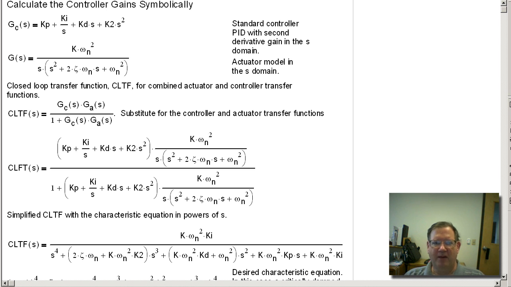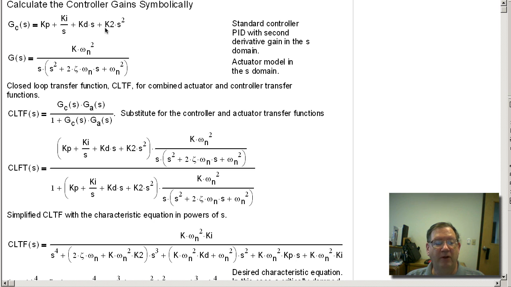So to start with, let's talk about the system we're going to try to control. First, we're going to have a controller. We have a PID with a second derivative gain, and this is necessary to control an open loop system like this. This is actually a linearized model of a hydraulic actuator. You can see this is a third order equation in the denominator. Plus we add one pole from the integrator and we'll have a four pole system, and that will make it so that we need to have four gains.